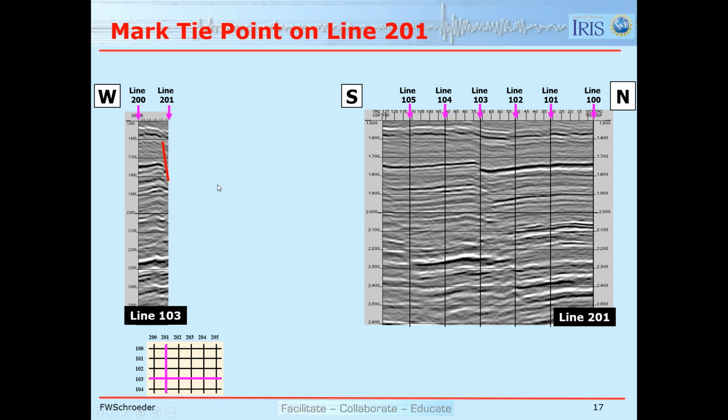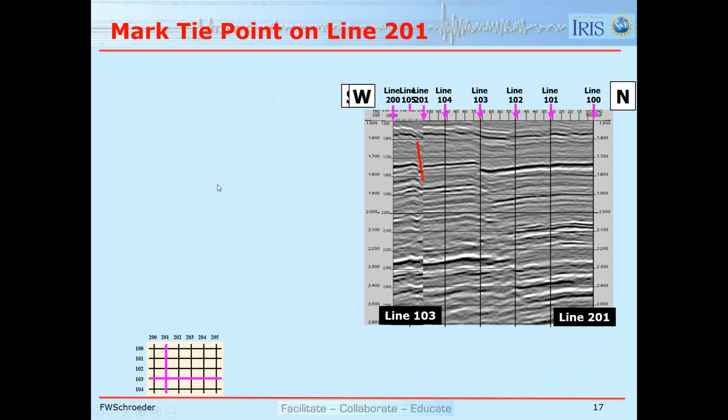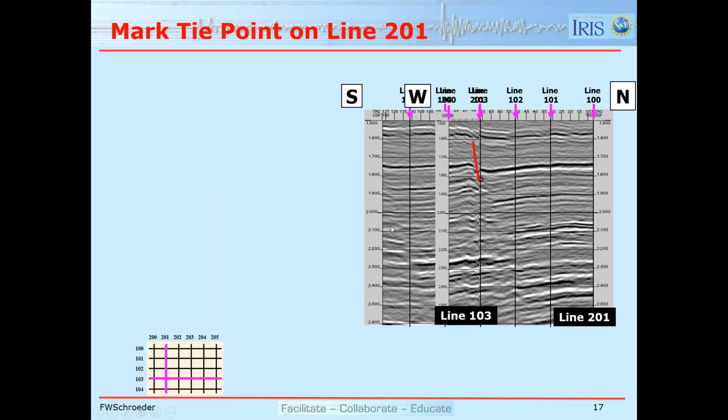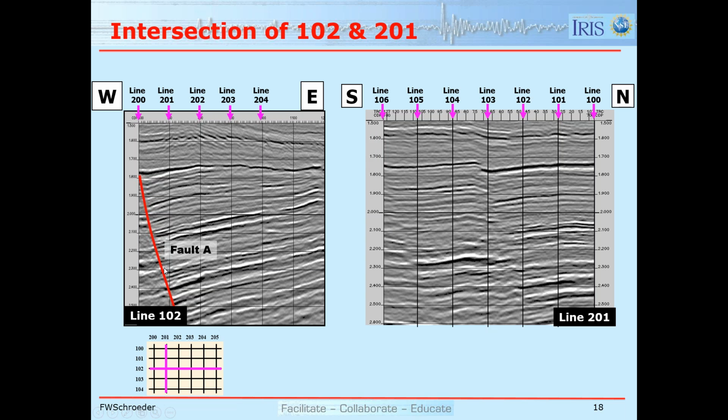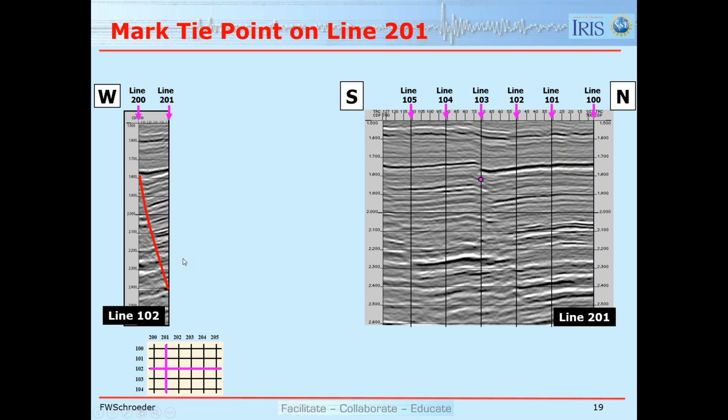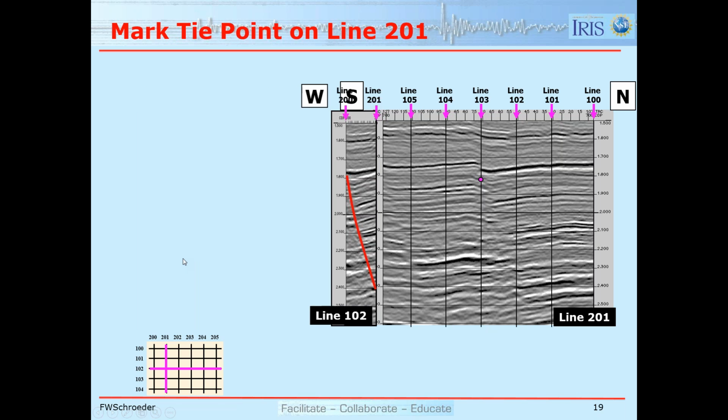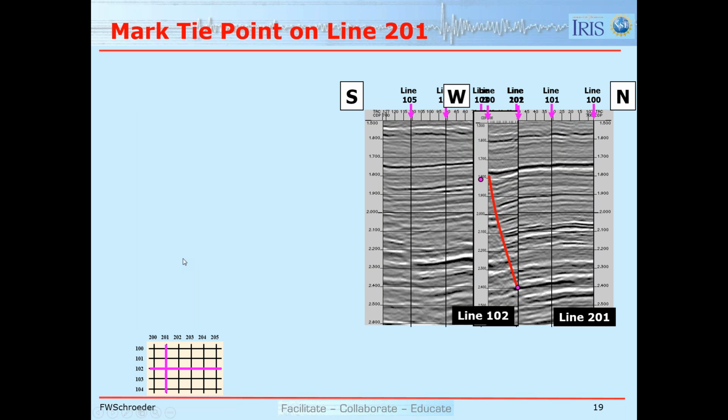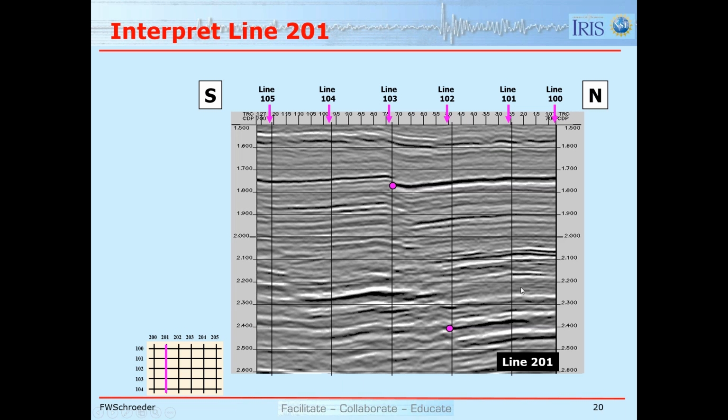so there should be fault A at that intersection point. What we do, at least in the old days with paper sections, is fold the section. We would then slide it to the appropriate intersection point, and where the red fault intersects line 201, we put a dot. Then we can look at line 102, the second east-west line that we looked at. We can fold it at line 201, slide it over to the appropriate intersection point, and put another dot. There's my cursor.